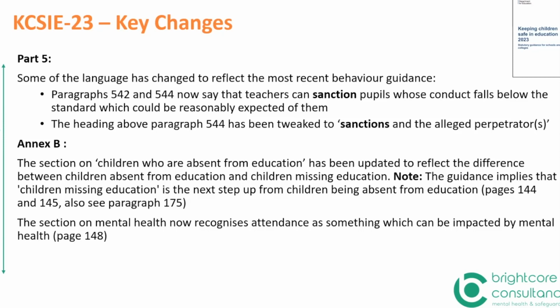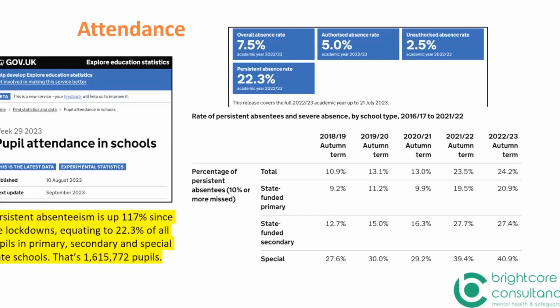And again, I'm just going to veer off from Keeping Children Safe and look at some other documents for a minute, but you'll see where this is coming from. If we look at the DfE's attendance data, this update was published in the summer, about 4 weeks ago, and it was obviously the update to give us the whole attendance figures for the last academic year. If we look at the attendance rate, we can see overall absence was 7.5%, authorised 5%, unauthorised 2.5%.